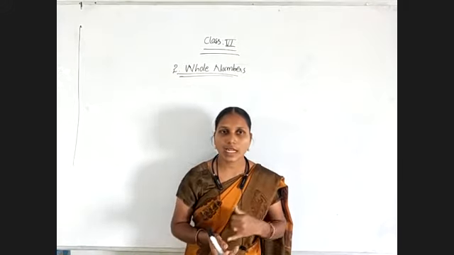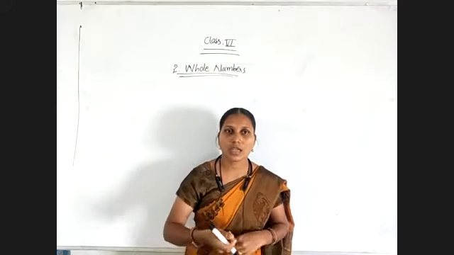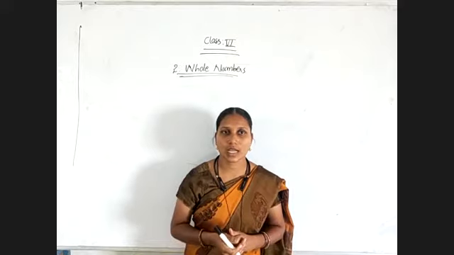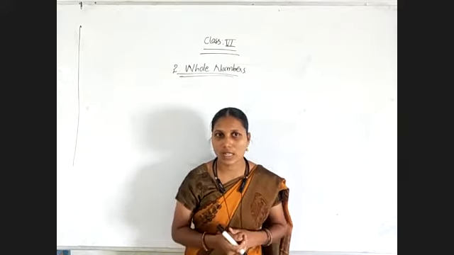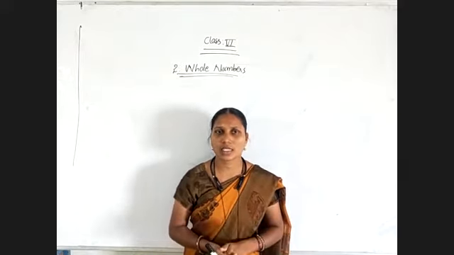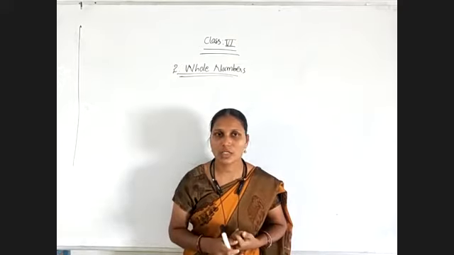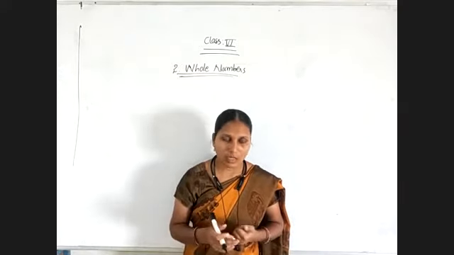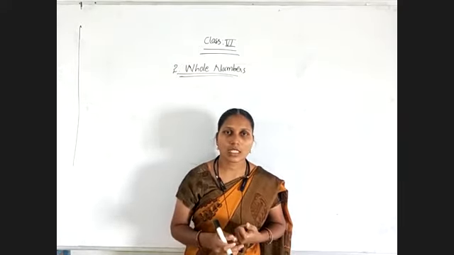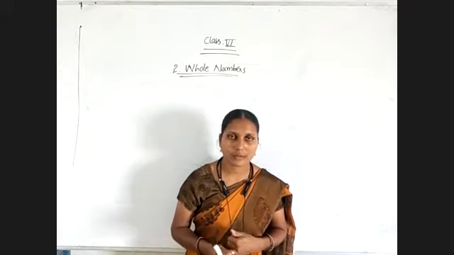Coming to the next, there is a natural number without a predecessor. Is that true or false? Yes, that is the correct statement, because natural number 1 does not have a predecessor. Even the smallest whole number, that is 0, does not have a predecessor.